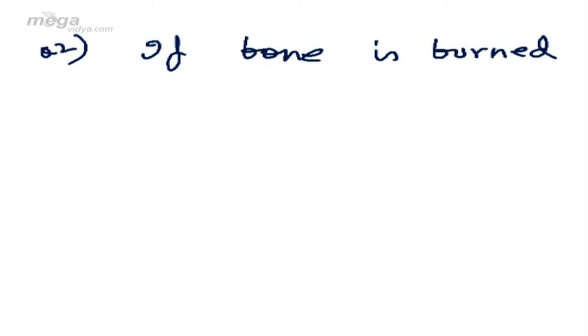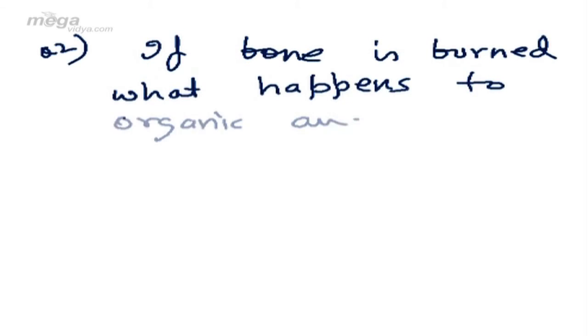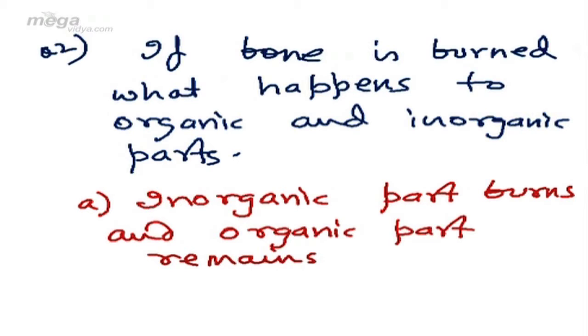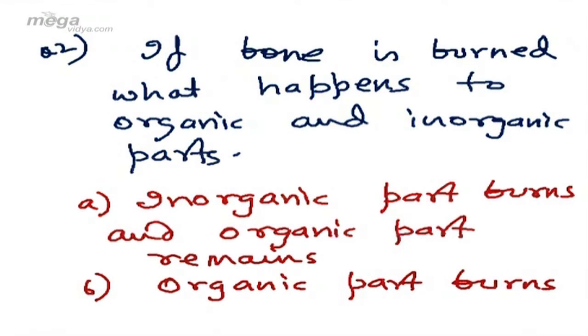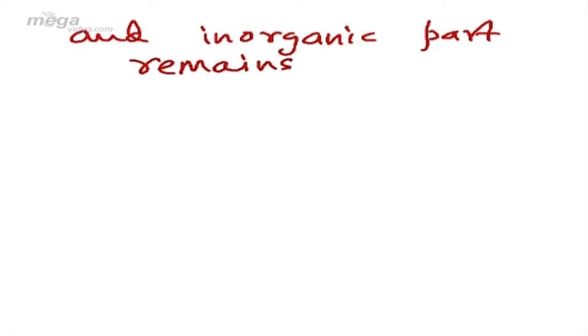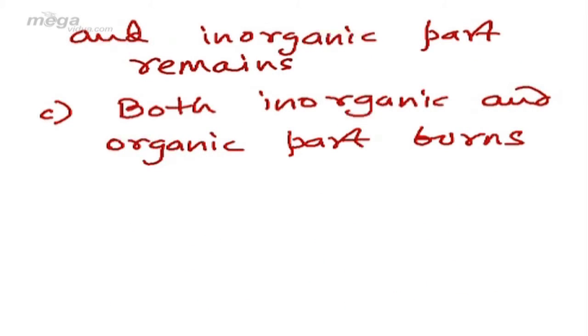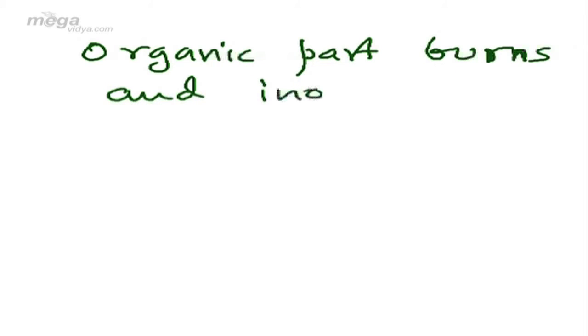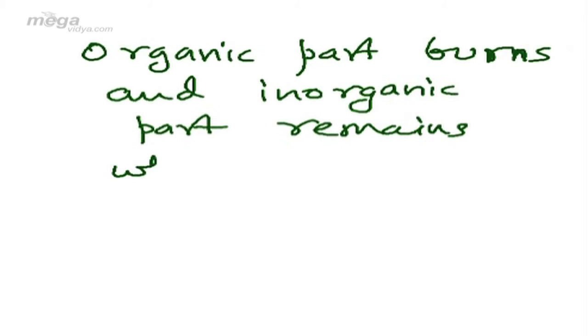So the question is, if bone is burnt, what happens to organic and inorganic parts? And if we keep the same options, the first option will be inorganic part burns and organic part remains. Second option will be, this time the organic part burns and the inorganic part remains. Both inorganic and organic part burns. Third option. And the fourth option will be none of these. So the correct answer will be, this time the organic part burns and inorganic part remains, which is called bone ash.